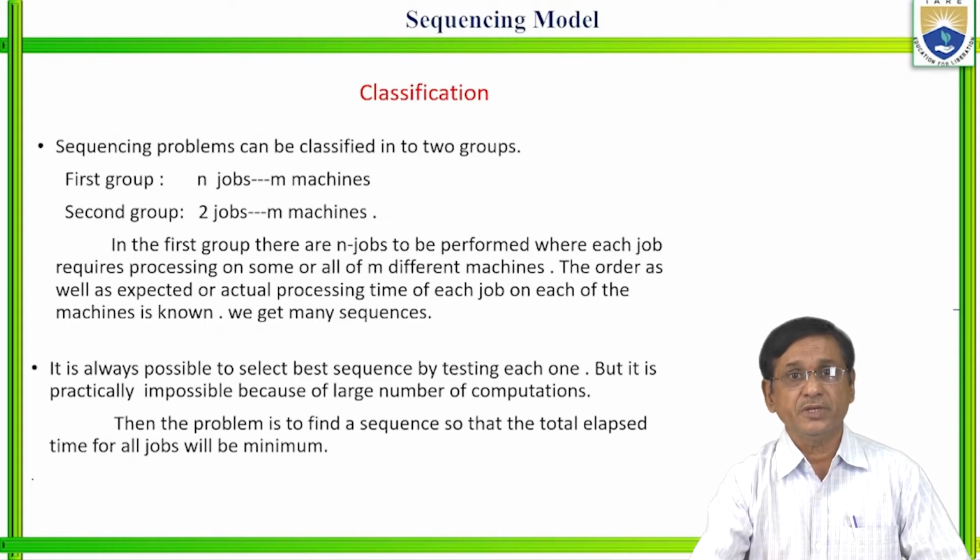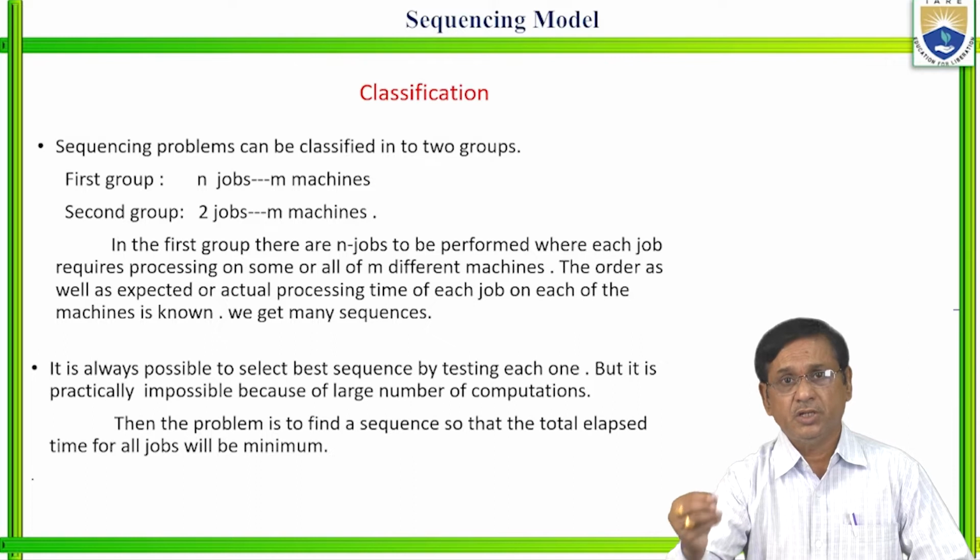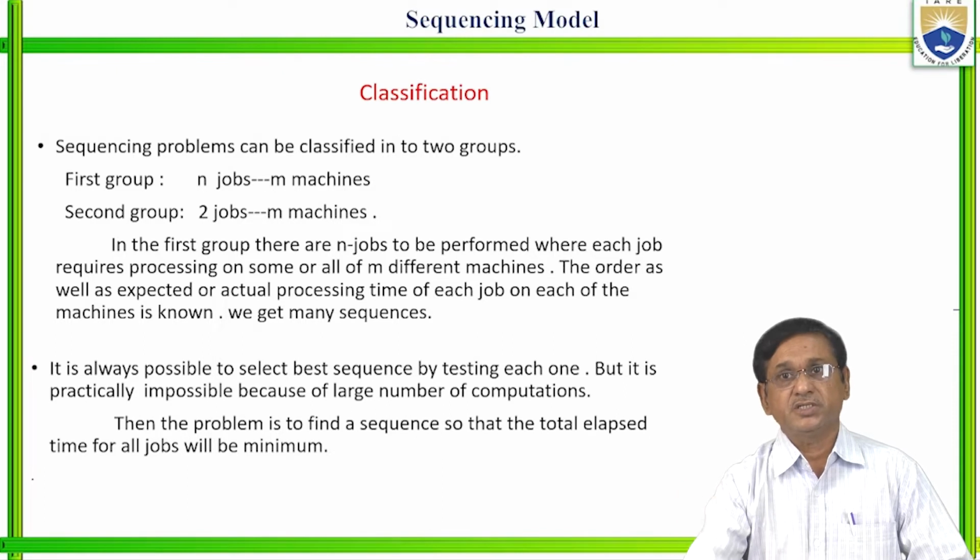Why do we want to go for the best sequence? To reduce the idle time of the jobs. Suppose N jobs are there, then factorial N sequences may be there. It is very difficult to test each sequence and find the best one, since in each sequence we should know the time. For that, this sequencing is very useful.